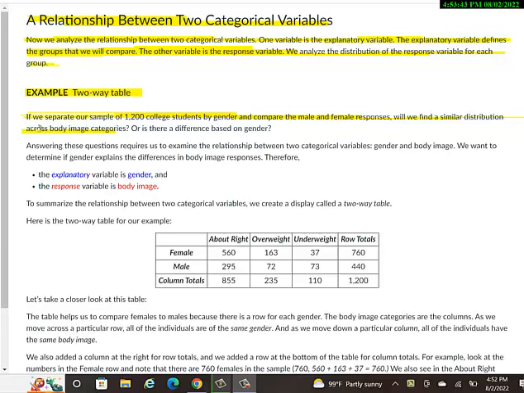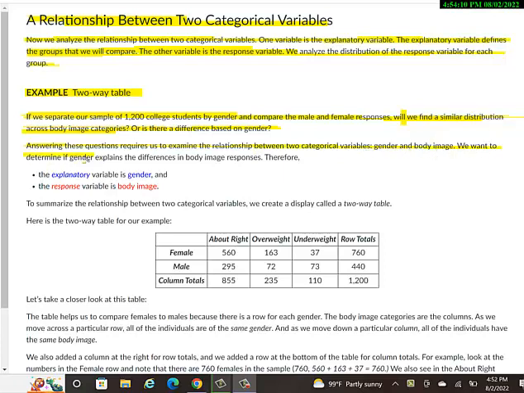Okay. Anyway, if we separate our sample of 1,200 college students by gender and compare the male and female responses, will we? Okay, I missed that word. Will we find a similar distribution across body image categories, or is there a difference based on gender? Now that's a good question. Kind of instinctually you imagine there will be a difference, right? Answering these questions requires us to examine the relationship between two categorical variables, gender and body image.